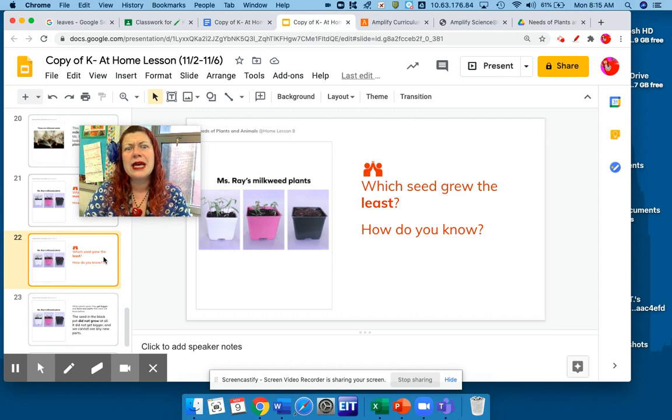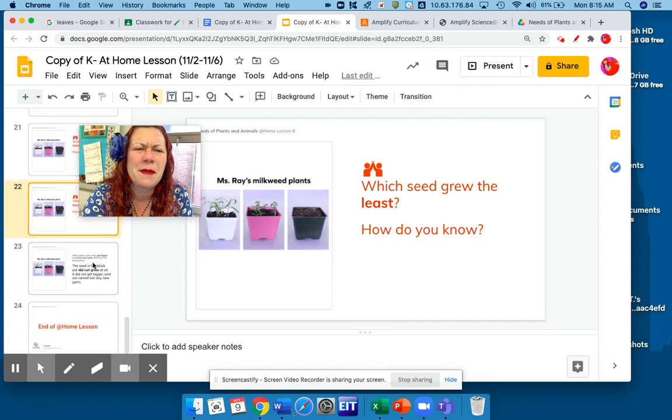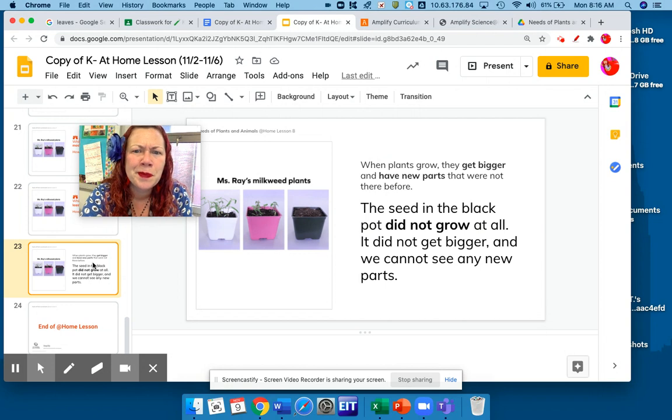That's right. The seed in the black pot, it didn't grow at all. So we know that it grew the least because there are no plant parts that are visible. Excellent. What do you think might have happened to the seeds in the pink pot? Maybe the pink pot seeds didn't get as much light and water as they needed to be as tall as the other plant in the white pot. Yeah, and what about the seeds in the black pot? They might not have gotten any water.